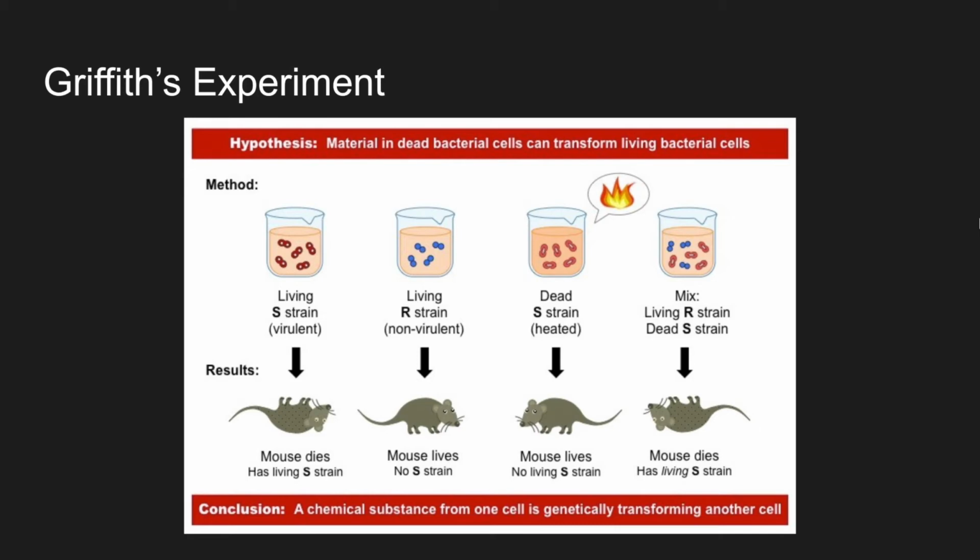Before we get to the specific Griffith's experiment, as we go through the experiments, I think it's really important to start by highlighting why DNA needed to be proven as the genetic material, and why protein was a runner-up.